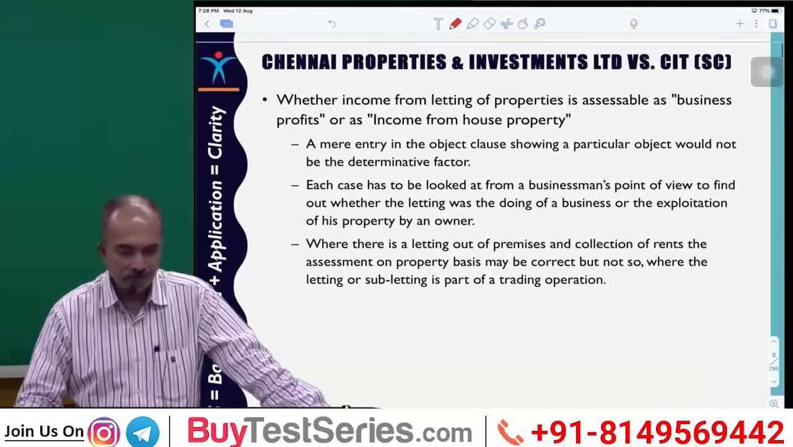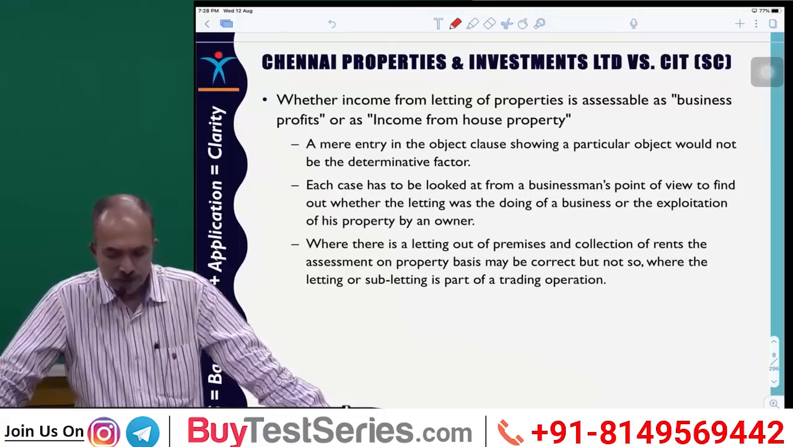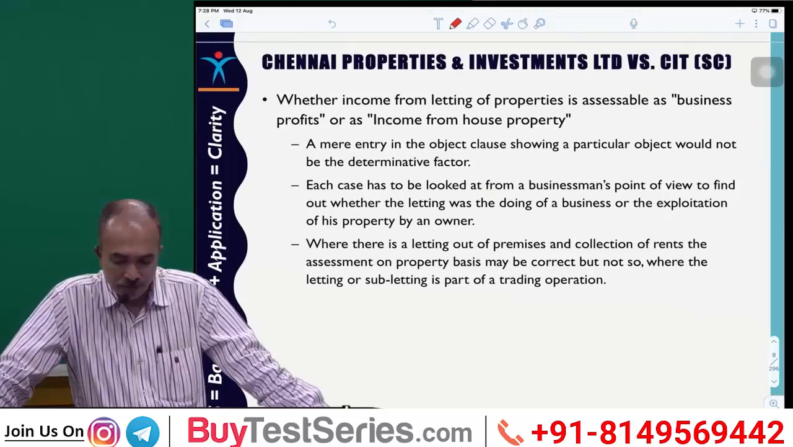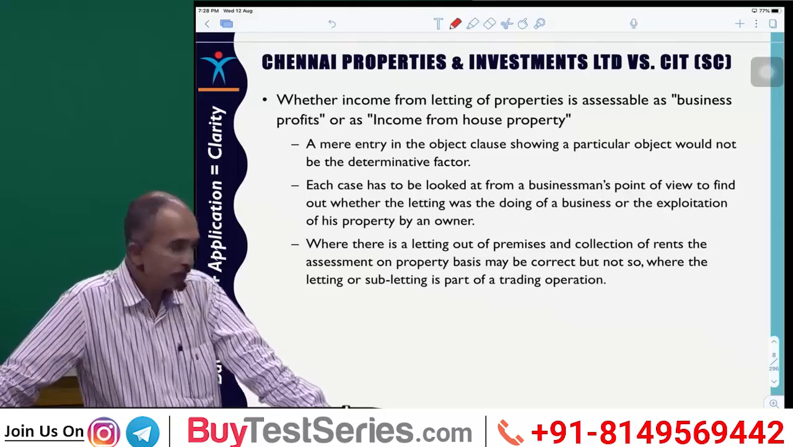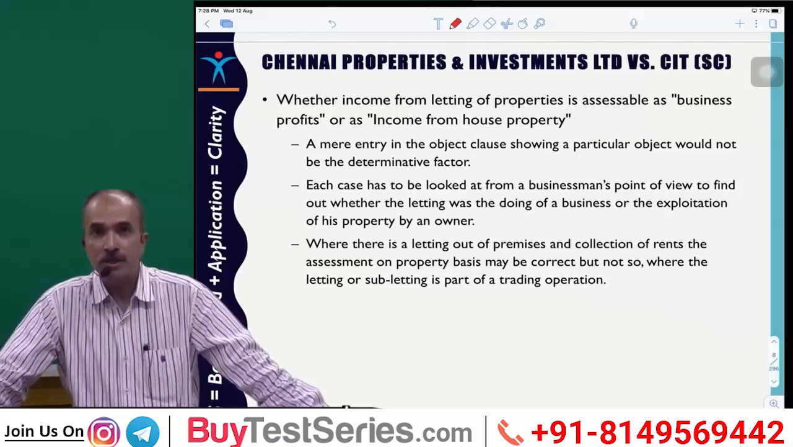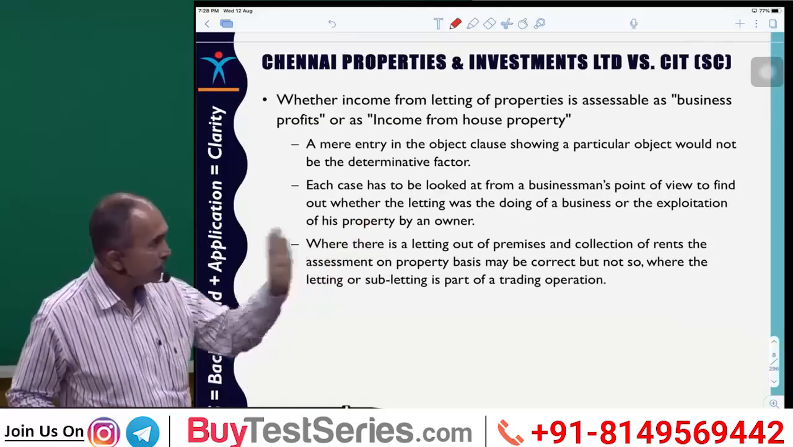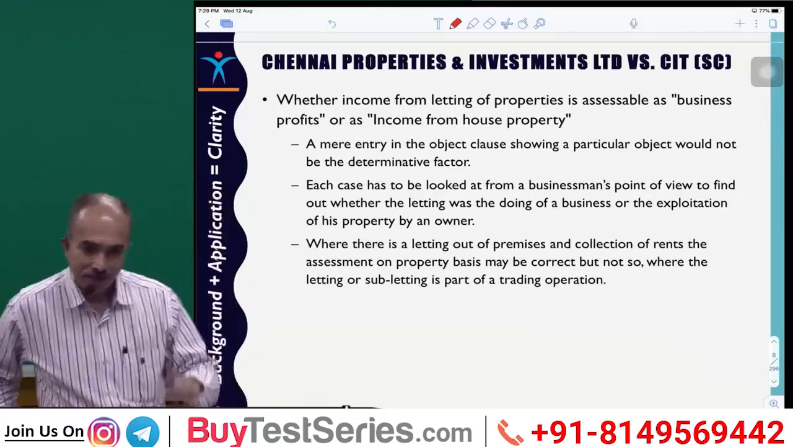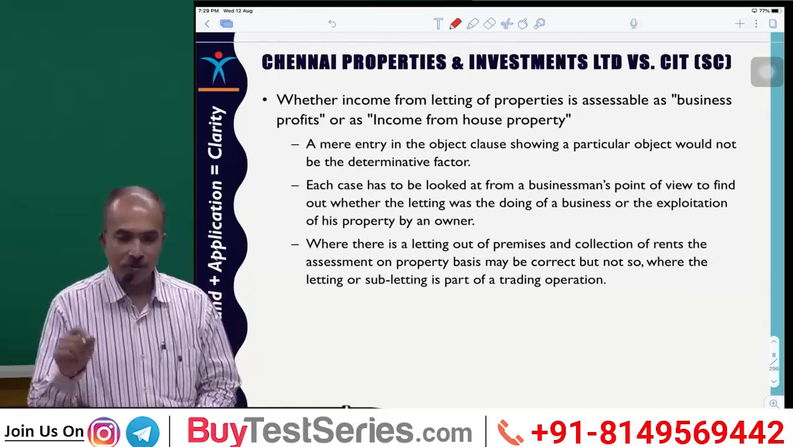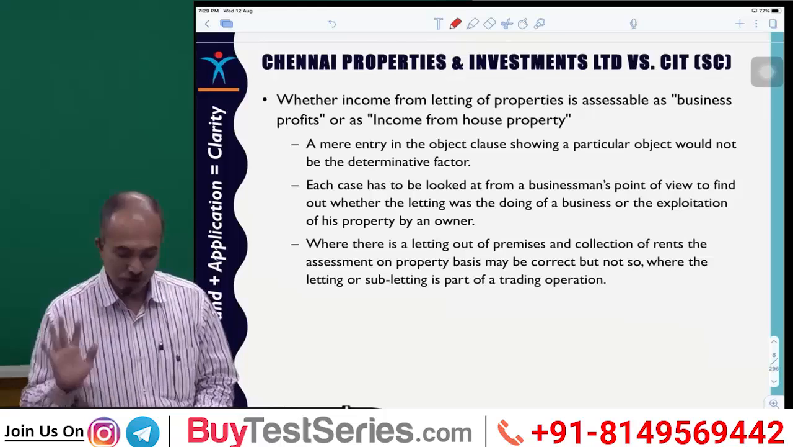And that is where we have a very interesting Supreme Court judgment of Chennai Properties and Investments, in which the letting out of properties, would it be treated as business or profession or as income from house property? Here also something very interesting, the observation of the Supreme Court was, the mere entry in the object clause showing a particular object would not be the deciding factor. First day we discussed object clause is not relevant. Merely writing in the object the business of letting out of properties is not sufficient.